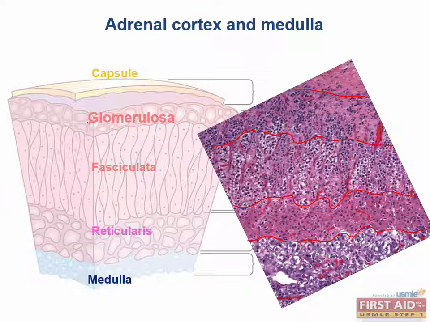The glomerulosa is closer to the capsule, and the reticularis is closer to the medulla. The reticularis actually contrasts really nicely with the medulla because it's very eosinophilic, or red-looking, and the medulla is very basophilic, or blue-looking. You got all that? Good, because now it's time for another flash quiz.